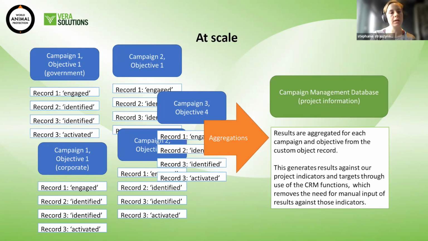So when someone reaches the final stage in the pipeline, they have basically done something that meets the target that we have, rather than them having to manually write in, I have achieved one thing against that target. The aggregations are actually now able to populate that result for them.